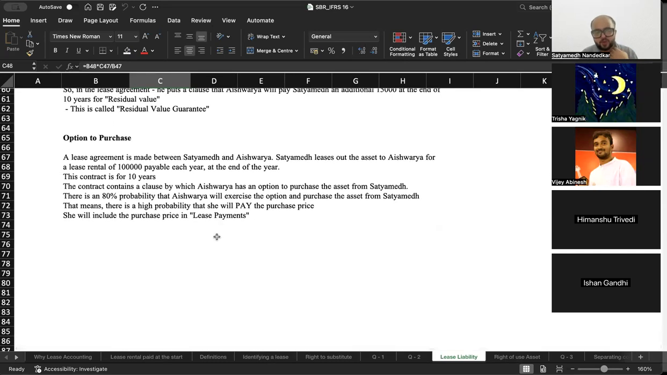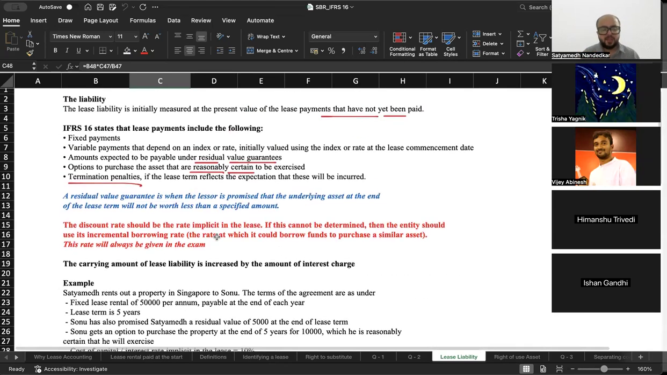You could also have an option to purchase, and if there is a high probability that the option to purchase will be exercised by the entity, then the amount under that purchase option should also be included. Please remember, all the amounts that we are including here are these committed or almost committed amounts which will have to be paid sooner or later, which is why all of these are included in the lease payment calculation.